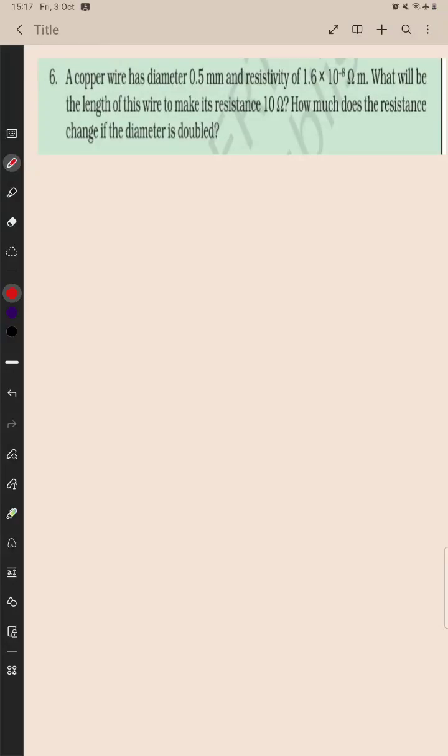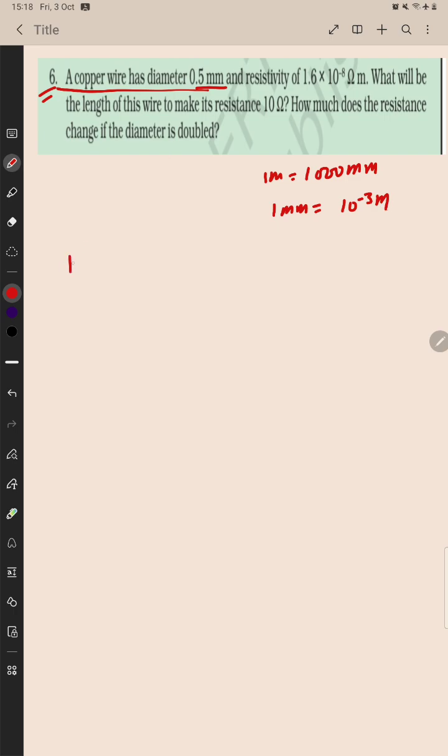Hi students, let's try to understand question number 6 of NCERT electricity. A copper wire has diameter 0.5 mm. So see students, 1 meter is equal to 1000 millimeter. So 1 millimeter is equal to 10 power minus 3 meter.